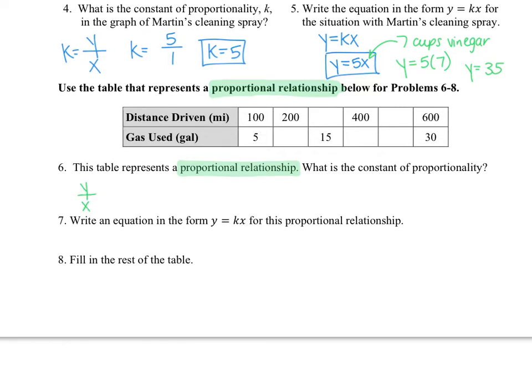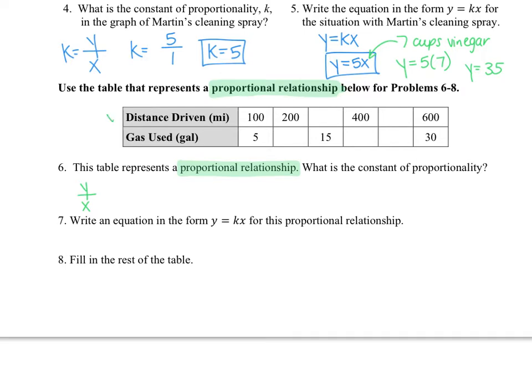So I don't need every single one of these. It doesn't matter that I have a bunch of blanks because I know I can just take one of them, divide the y by the x, and that will tell me my k value. So be careful here because this table is not like a normal table you would see.